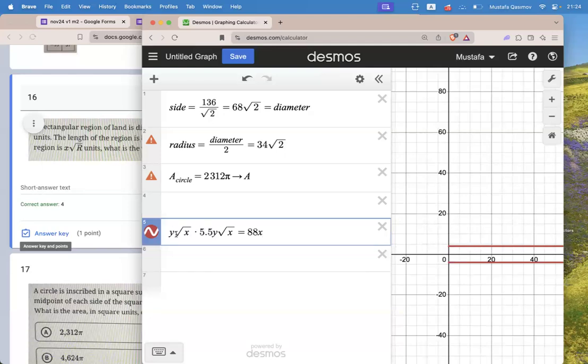Actually, both ways are the same. Both of them are correct. Why is it correct? Because this square root of x and this square root of x will be eliminated, and you will get y. And you write y instead of x, and the answer is 4.